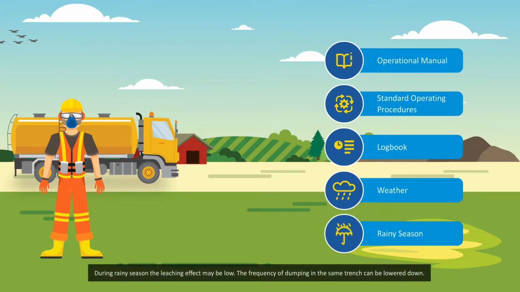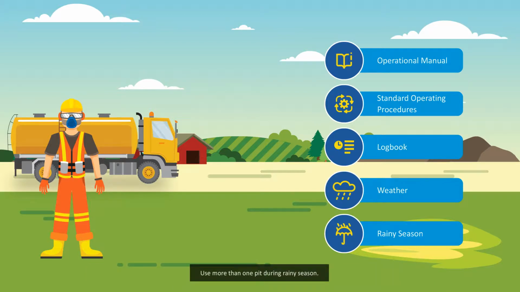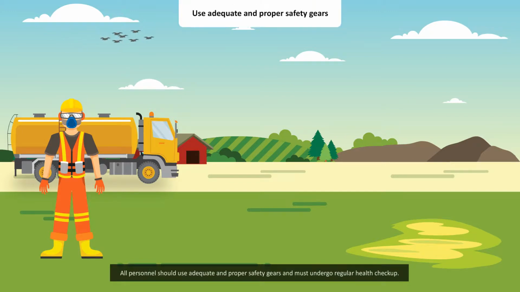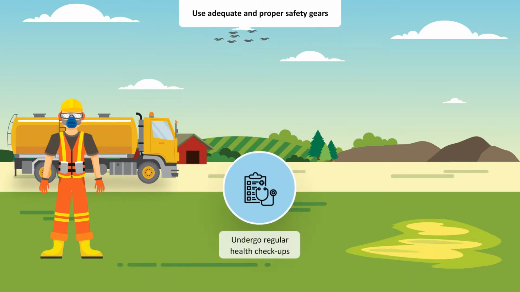During rainy season, the leaching effect may be low. The frequency of dumping in the same trench can be lowered down. Use more than one pit during rainy season. The final operating parameter is safety. Safety is a major issue in fecal sludge disposal. All personnel should use adequate and proper safety gears and must undergo regular health checkup.